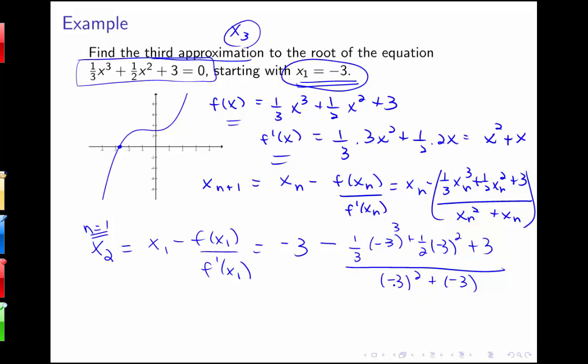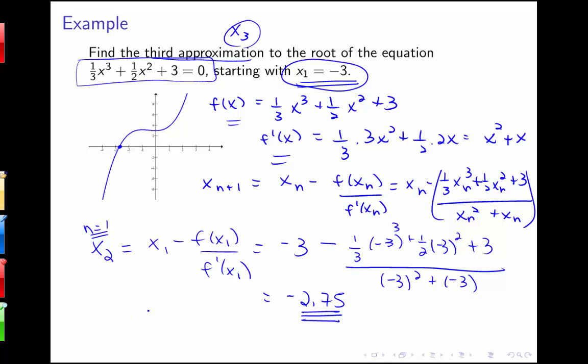But we will say that calculators are acceptable for doing the arithmetic here, but we have reduced something that we don't have a formula for to a case where we can just do some arithmetic basically with a four-function calculator. So this turns out to give us negative 2.75. So that's our second approximation to the root. So now I'm going to use this to find x3.